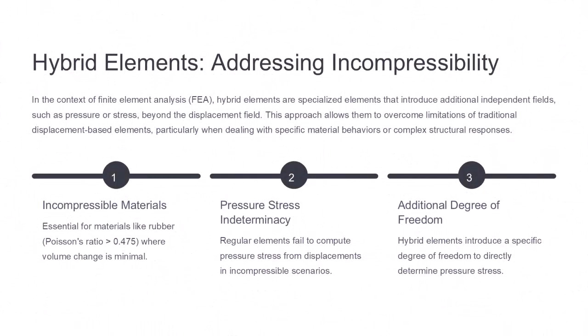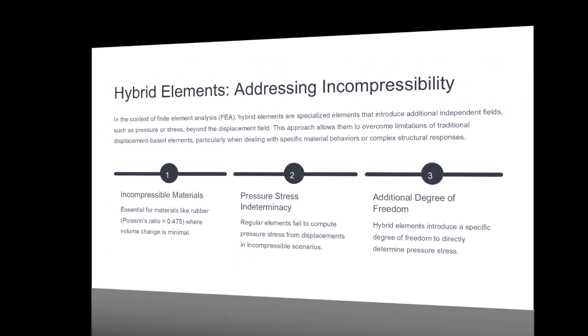For nearly incompressible materials like rubber or plasticity at high hydrostatic stress, standard displacement elements can lock completely. In those cases, you should switch to hybrid elements in Abaqus, like C3D8H, which add a pressure field and handle incompressibility without volumetric locking.